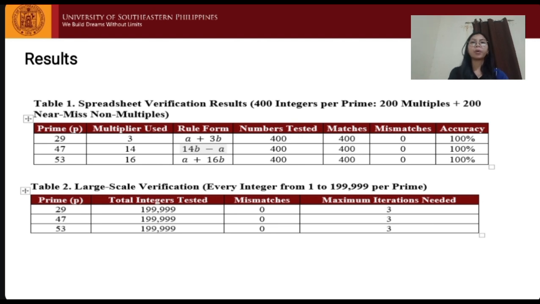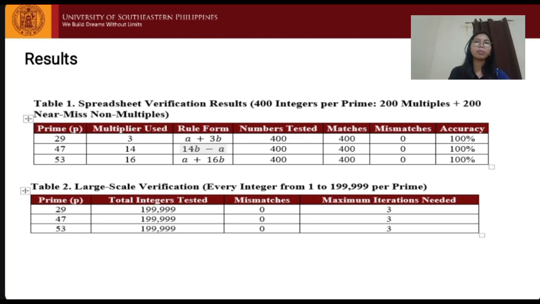So for each prime, 29, 47, and 53, we tested 400 integers consisting of both multiples and nearby non-multiples. Every single test matched the result produced by the mod function. So this means that all three divisibility rules achieve 100% accuracy with zero mismatches.